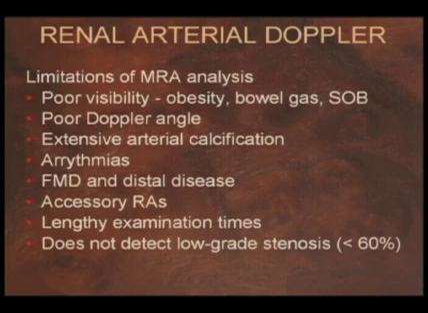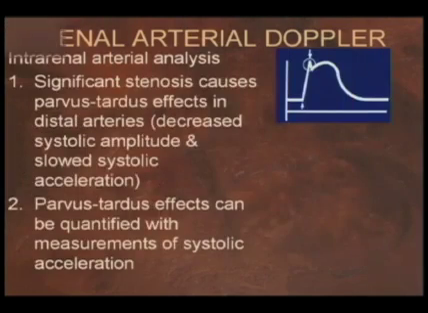Even in the best patients, examination times are relatively lengthy, and it's important to remember that even at the best that we can do, we don't detect stenoses less than 60% diameter narrowing. We don't even try to. We're really focusing on detecting stenoses that are significant, and those are the ones that are greater than 60 to 70% narrowing. So how do we get around some of these limitations in looking at the main renal arteries?